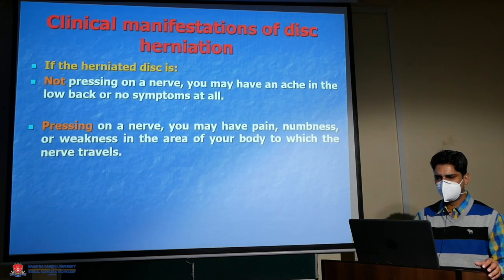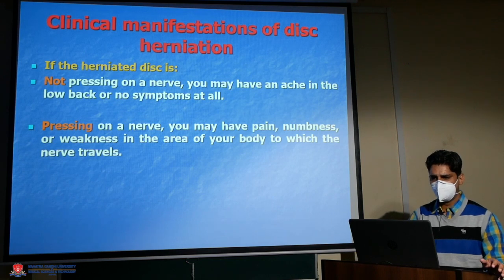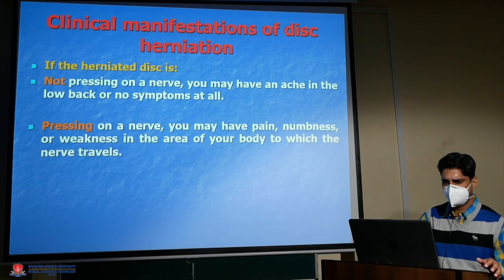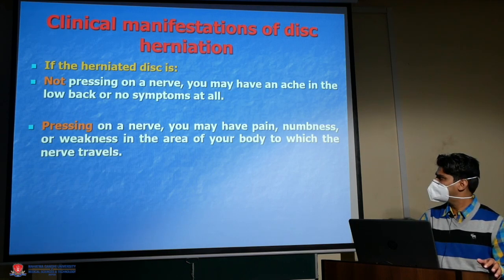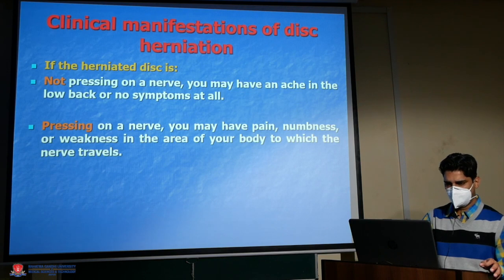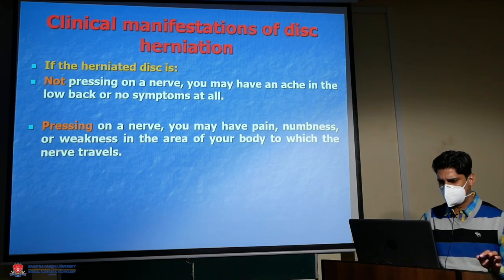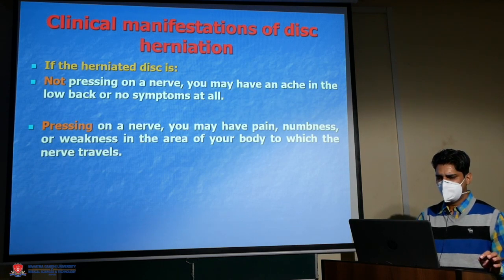Now clinical manifestation of disc herniation. If the herniated disc is not pressing on a nerve, you may have an ache in the low back or no symptom at all. If the herniated disc is not pressing any nerve root, you will not feel pain in the lower limbs or upper limbs according to the location. If the nucleus pulposus or disc material is pressing on the nerve root, then only you will feel pain, numbness or weakness in the area of the body, especially in the limbs to which the nerves travel.